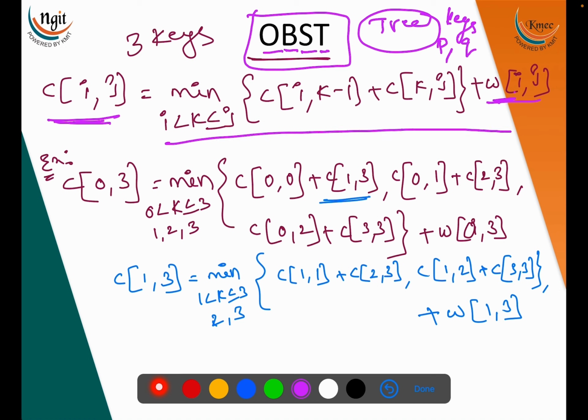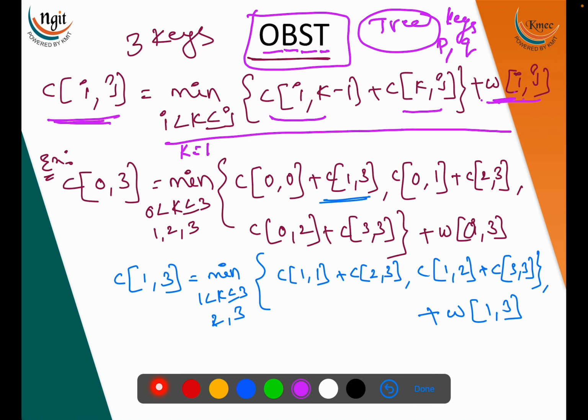Now let's focus on the formula. It is the minimum over 1 ≤ i < k ≤ j of C(i, k-1) + C(k, j) + w(i, j). What this means is that we are going to compare the costs of two parts. Let's suppose that my k value is 1.